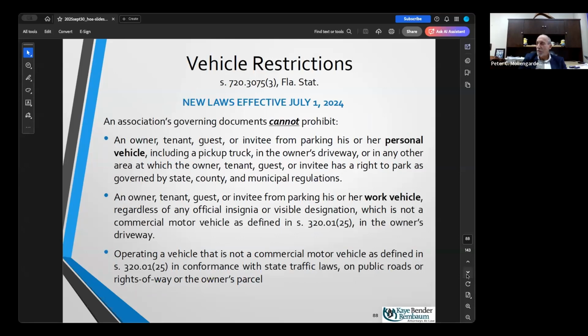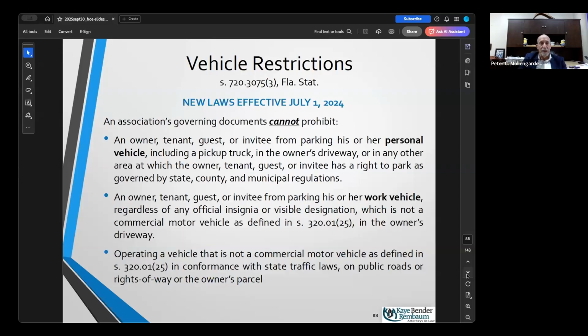Vehicles, and there was a lot of brouhaha about this. I'll spend a moment talking about this. This is another new law, also effective last year. The association cannot prohibit an owner, guest, tenant, or invitee from parking his or her personal vehicle, which includes a pickup truck, in the owner's driveway or in any other area at which the owner, tenant, guest, or invitee has a right to park, as governed by state, county, and municipal regulations.